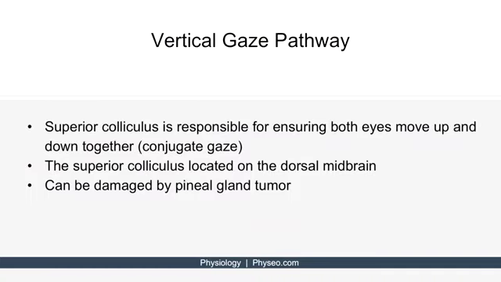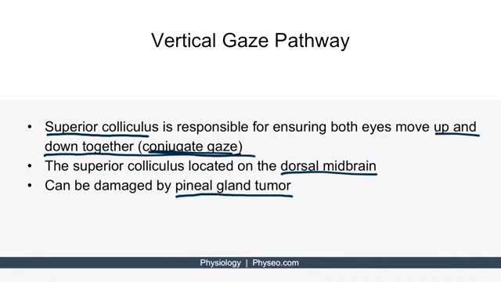So now let's talk about the vertical gaze pathway. It starts in the superior colliculus, which is responsible for ensuring that both eyes move up and down together, so conjugate gaze. The superior colliculus is located on the dorsal midbrain, and it can be damaged by a pineal gland tumor. So let's demonstrate this visually.